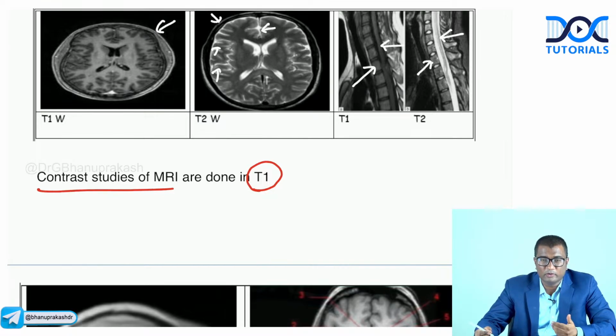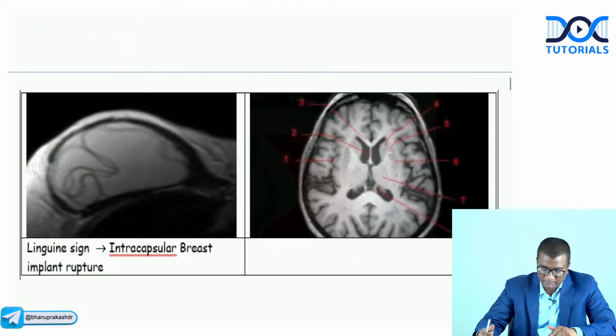So it is better to look at T1 weighted imaging. In T2 it is already white. So rather than T2, contrast studies of MRI are done in T1 weighted imaging.